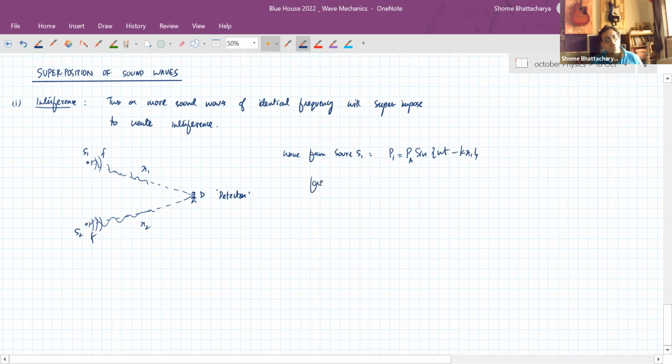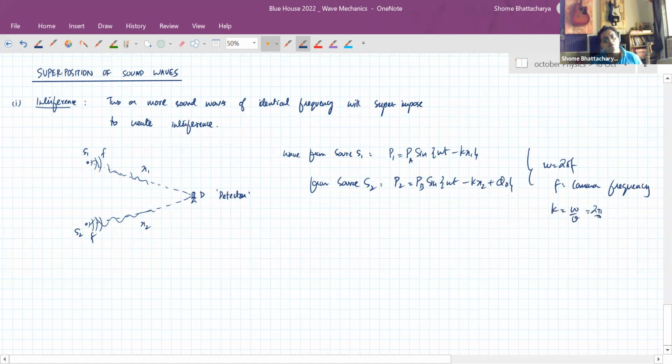And from source S2, it has some different amplitude, let's say PB, but the same omega, because it has the same frequency, traveling through a different distance. It might have some initial phase difference like this, why not? So omega is equal to 2 pi f, where f is the common frequency of the two waves or the two sources, and k is equal to omega by v, or 2 pi by lambda, where v is the speed of sound.